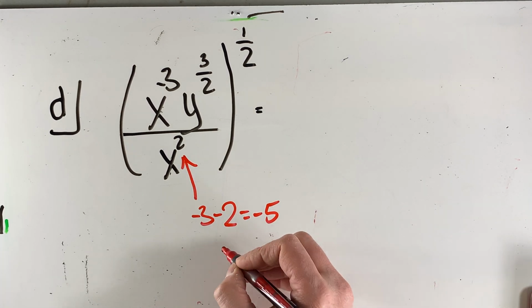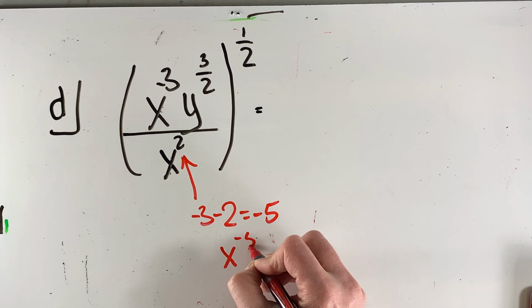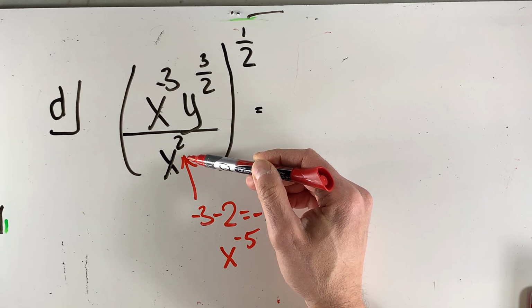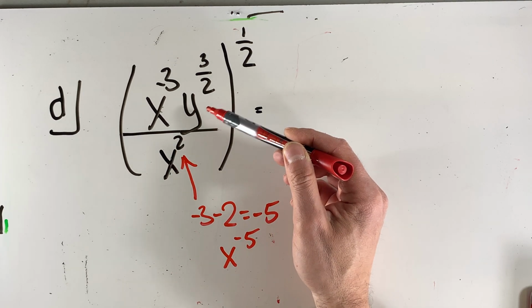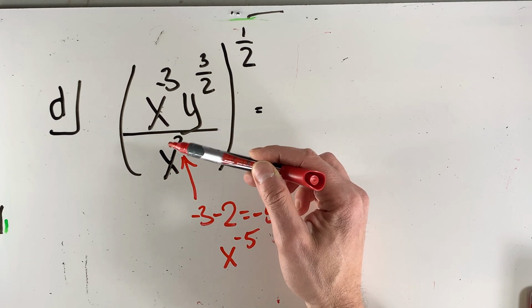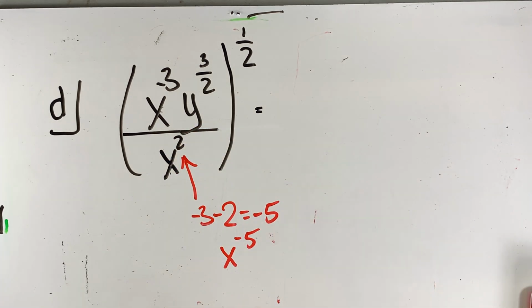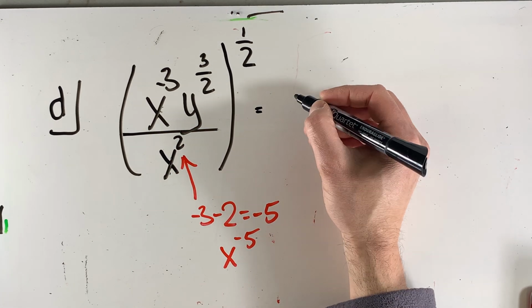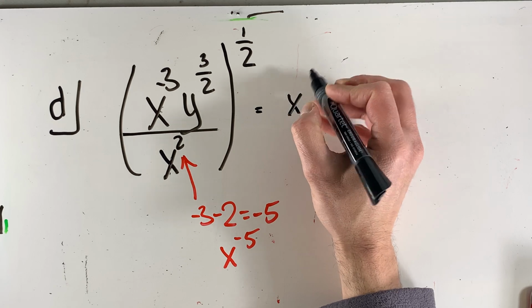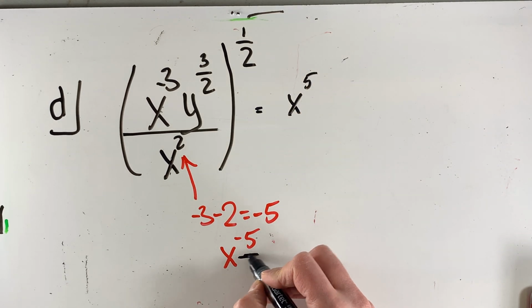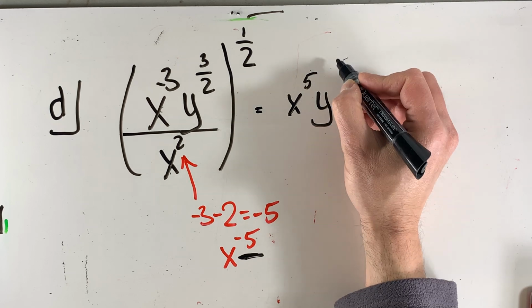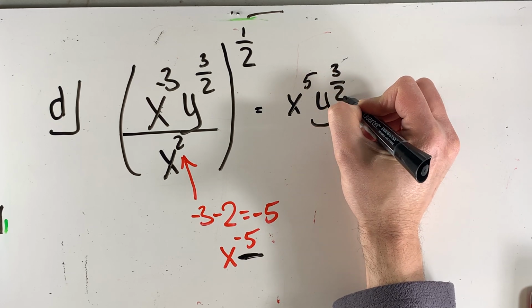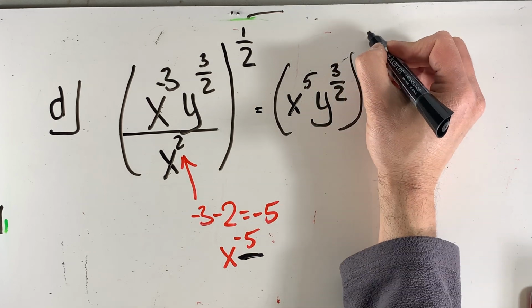So we're going to be left here with x to the power of negative 5, and it's going to be downstairs. We are going to drop the negative sign and move the power with the base of x upstairs. So we're applying the negative exponent law here. So we're going to be left with x to the power of positive 5, times y to the power of 3 over 2, and then we still have the outside exponent of 1/2.